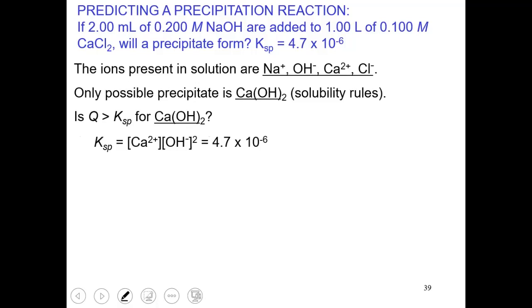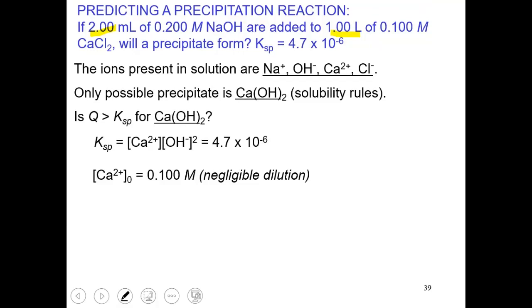So what we need to find out is what are the molarities of these ions. What is the molarity of the calcium? Well, you have 1 liter of solution of calcium chloride, and you are adding 2 milliliters. That is not a sufficiently significant dilution. So for all practical purposes, we can assume that the calcium ions are staying at 0.100 molar.